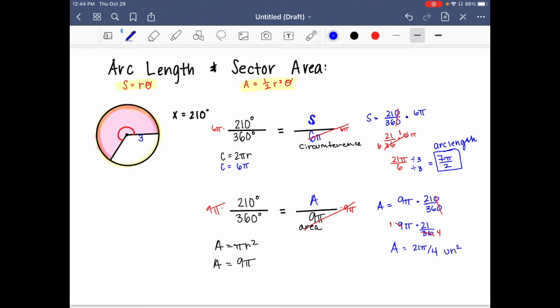My units are squared because this is an area. 21 pi over 4 is the sector area of this circle. Okay, so if you know those formulas from before, you can use the two formulas that I have up here. But I think it's much easier to visualize and use proportions to solve these types of problems.